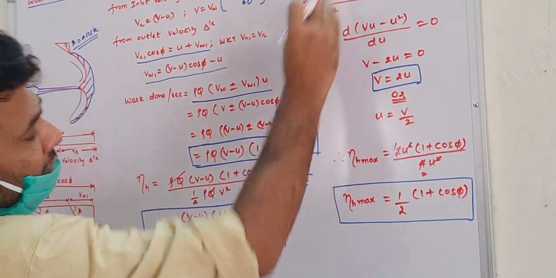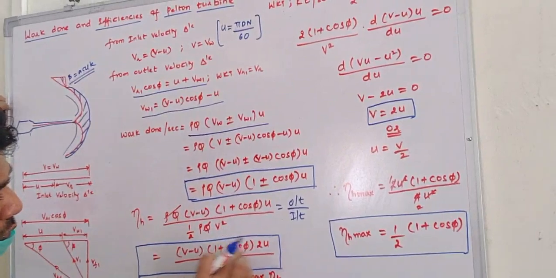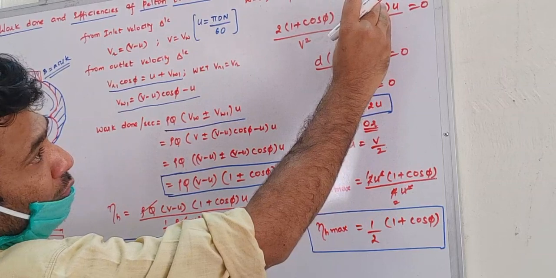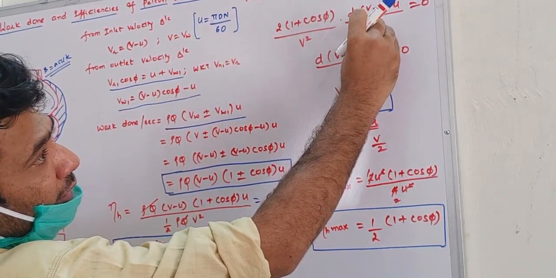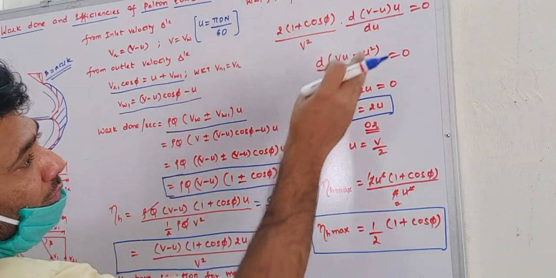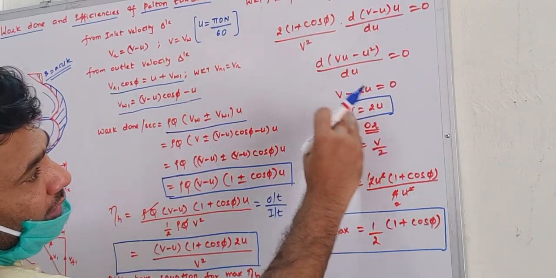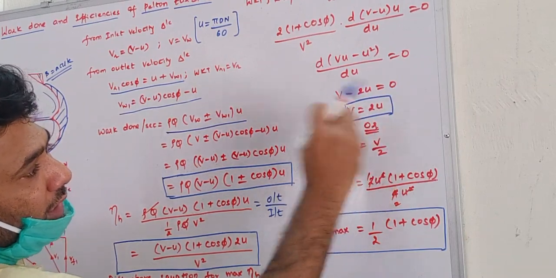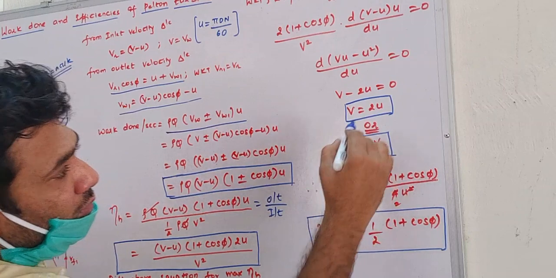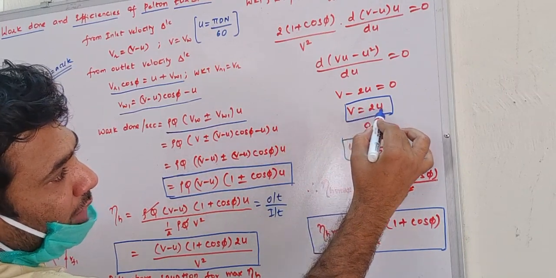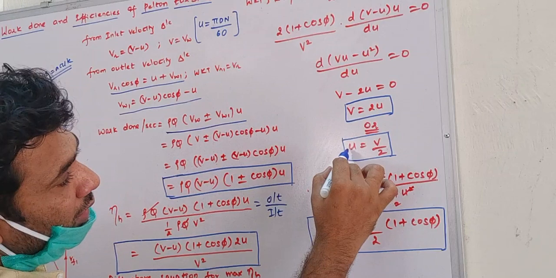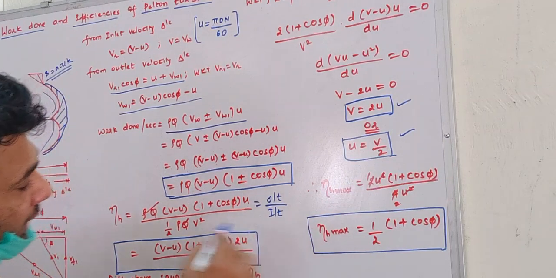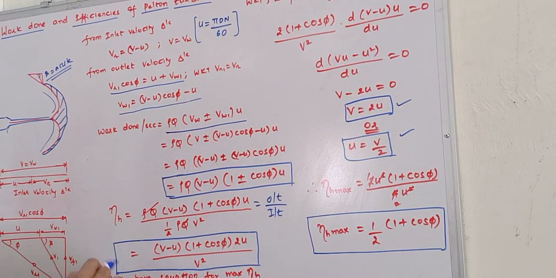After differentiating, you can see in this equation that 1 plus cos phi divided by V square are brought outside. Okay, so V minus U whole square into U, divided by dU. This is the differentiation which will go through. So the differentiation has been done here. So what is V equal to? V is equal to 2 times U, or U is equal to V by 2. This is the condition here. Either the absolute velocity is equal to 2 times the velocity of the moving vane, or the velocity of the moving vane is half of the absolute velocity. If this condition is satisfied, then only can I say there is the maximum hydraulic efficiency.